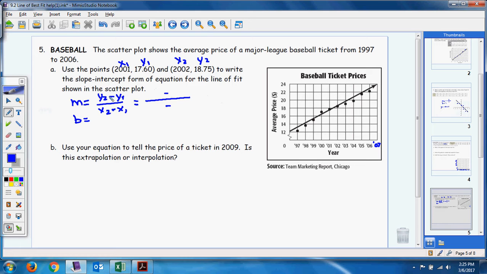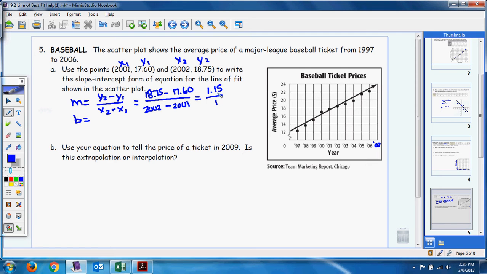So let's see. The y's at the top would be 1875 and 1760. And then the x's, again, would be 2002, 2001, but really it's just something over 1. So, doing your basic subtraction, we've got 1875, subtract 1760, and you get a $1.15 increase every year. That's essentially saying what's happening.